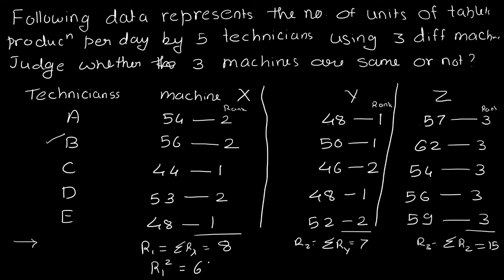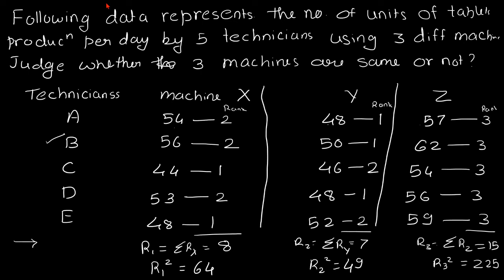R1 square will be 64. R2 square will be 49. And R3 square will be 225. Okay. Now, once these data have been calculated, next step is setting up of our null hypothesis H naught.